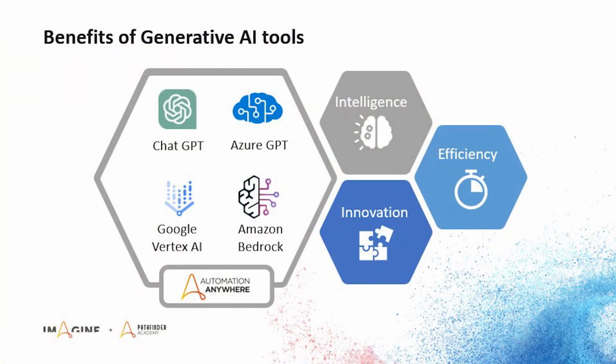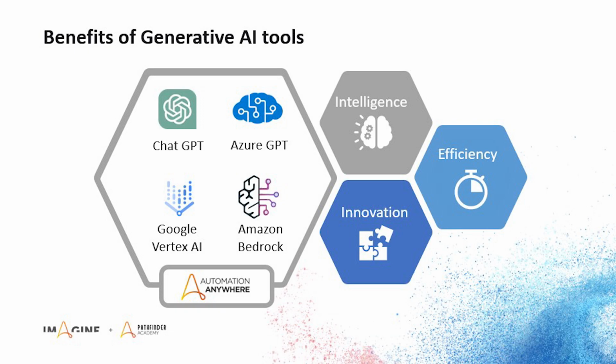Now, when we look at the integration between Automation Anywhere and the generative AI tool that you want to utilize, we are very adaptable. We're supporting ChatGPT. We're supporting Azure GPT. We have Google Vertex AI, and there is Amazon Bedrock there as well.